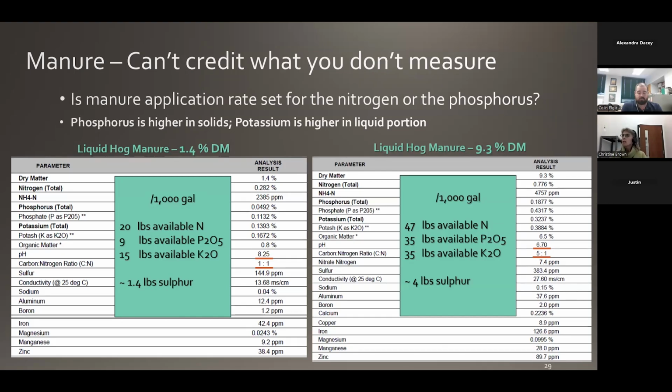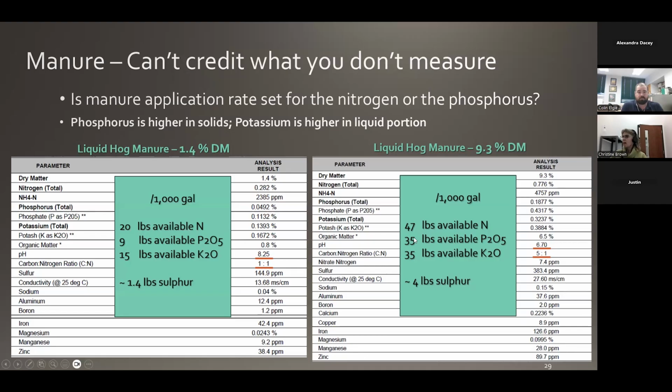In this case, I'm looking at two different manure types. Farmer Joe has liquid hog manure that's a finisher manure, and then he's got liquid hog, sorry, the sow manure is 1.4% dry matter. The liquid manure from finisher hogs is 9.3% dry matter, so a lot thicker, a lot more concentrated. If we're looking at the watery manure, the sow manure, we're getting about 20 pounds of available nitrogen per 1,000 gallons, about 9 for phosphorus, about 15 for potassium, and about 1.4 for sulfur.